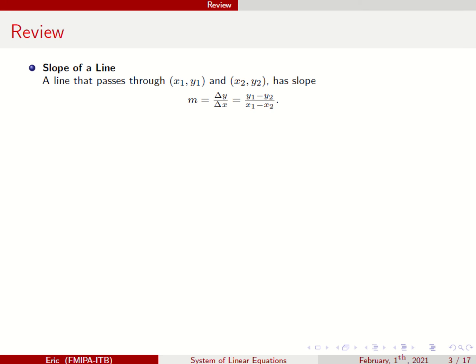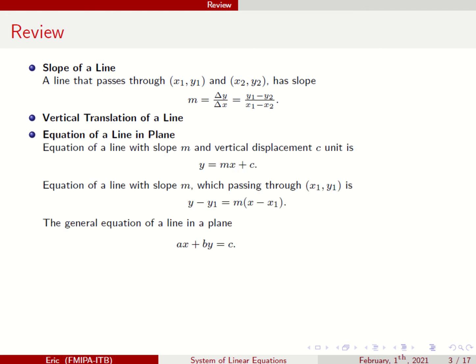If a line passes through (x1, y1) and (x2, y2), the slope is given by m equals (y1 minus y2) divided by (x1 minus x2). What about the vertical translation of a line? If I have the equation of a line y equals mx plus c, what is the difference between y equals mx plus c and y equals mx? When c is positive, y equals mx plus c is just a vertical displacement by c units along the y-axis. That is what we usually call a vertical translation of a line.